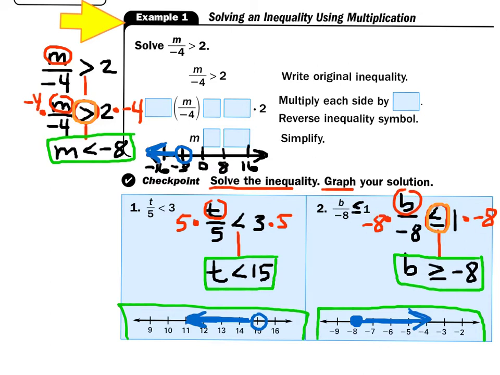Well, anytime I multiply or divide by a negative, my symbol is going to flip. So I circled that, so I remember to do that. Negative 8 divided by negative 8 makes the giant invisible 1, so I bring down the b, and then I flip my inequality symbol to point the other way, and then 1 times negative 8 is negative 8, so I have b is greater than or equal to negative 8. So shade in the negative 8 because it could be equal to, so put the closed dot, and then shade everything to the right.